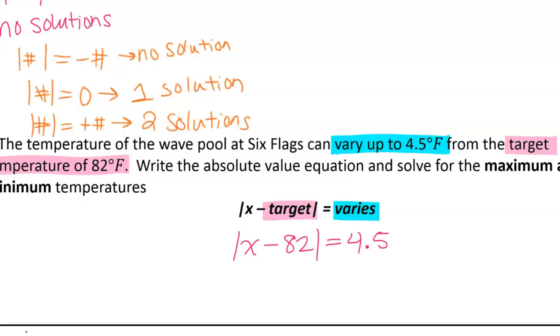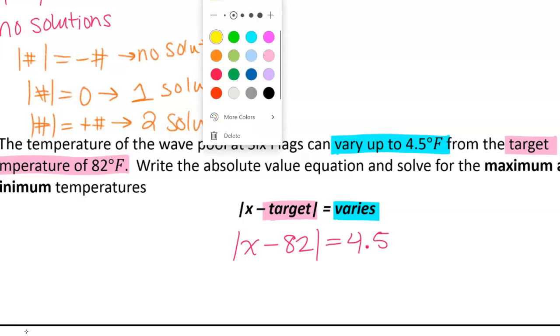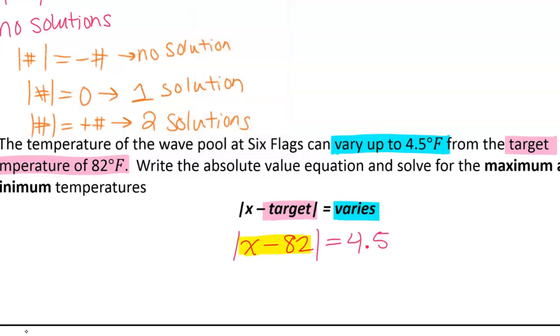Let's go ahead and plug those into our equation. Well, just like any other absolute value equation, we need to isolate the absolute value. It's already isolated, so we go right into our positive and negative solutions.